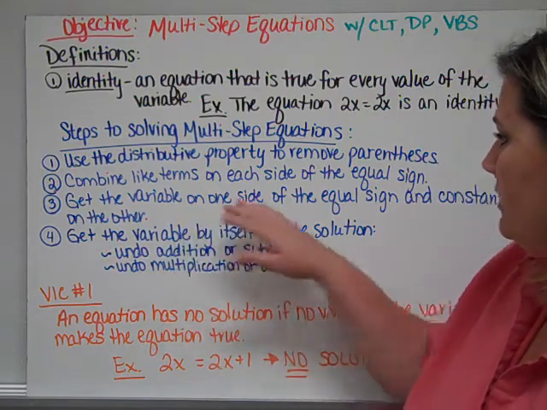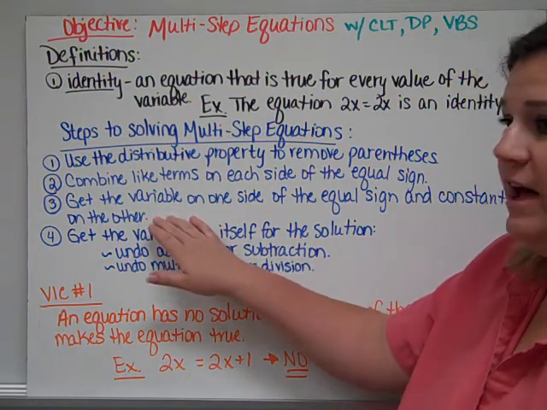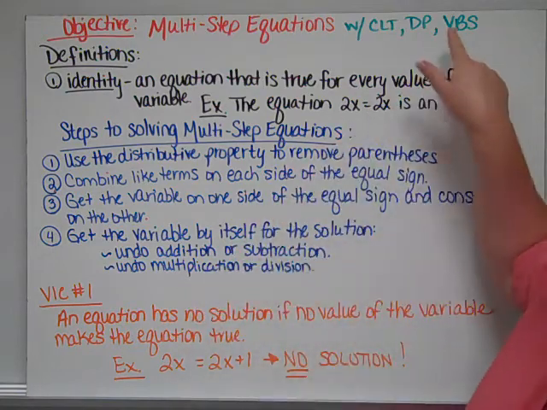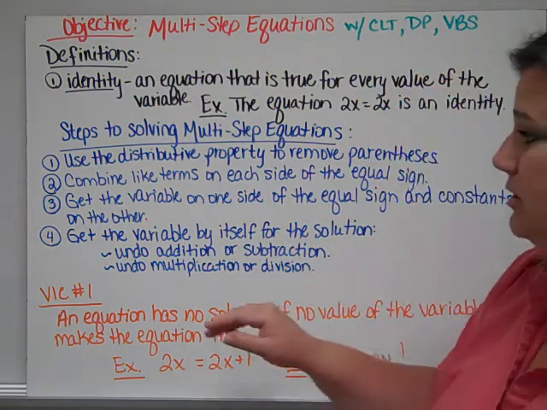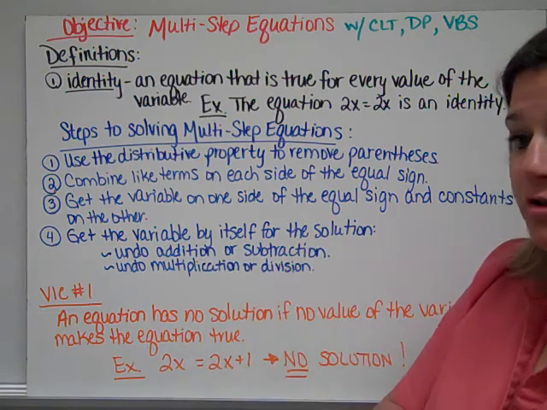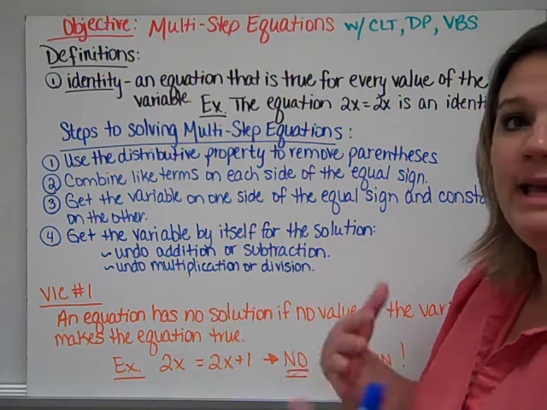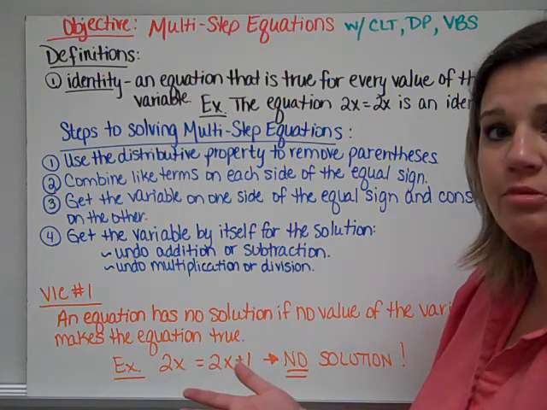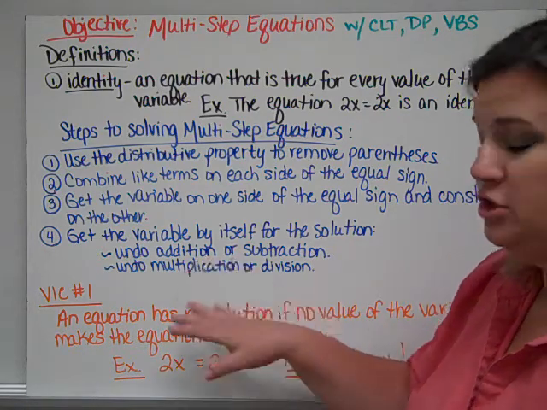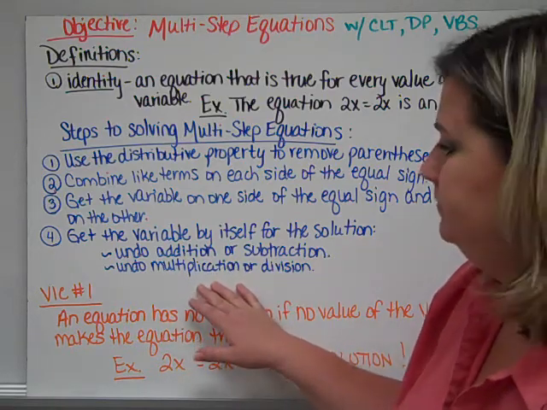Get the variable on one side of the equal sign and the constants on the other. So if I have variables on both sides, which is what VBS is, variables on both sides, then that means I've got to move my variables to one side and all my constants to the other. Then you will begin the inverse operation process. Start undoing the addition or subtraction and undoing the multiplication and division.